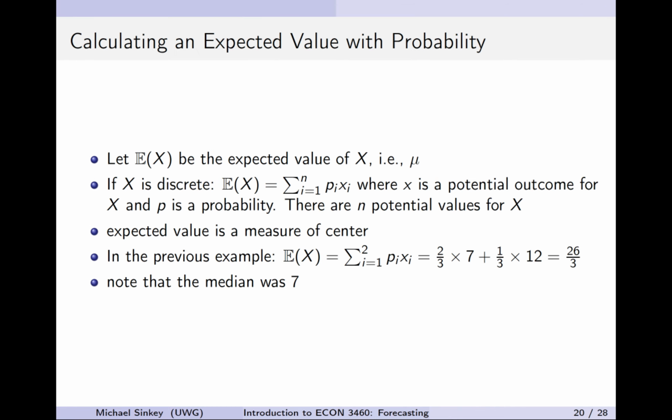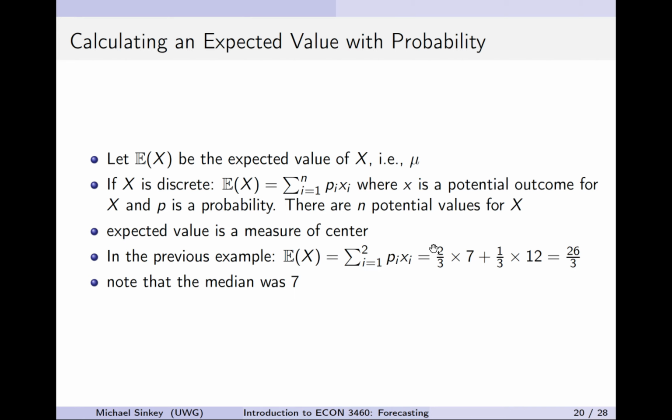So let's say X is discrete. That expected value of X is the sum of the probabilities times the outcomes. So I have probability times outcome, and I add it up for all the different outcomes. So there are n outcomes for X. And x_i here, small x_i, represents the outcome. P represents the probability.